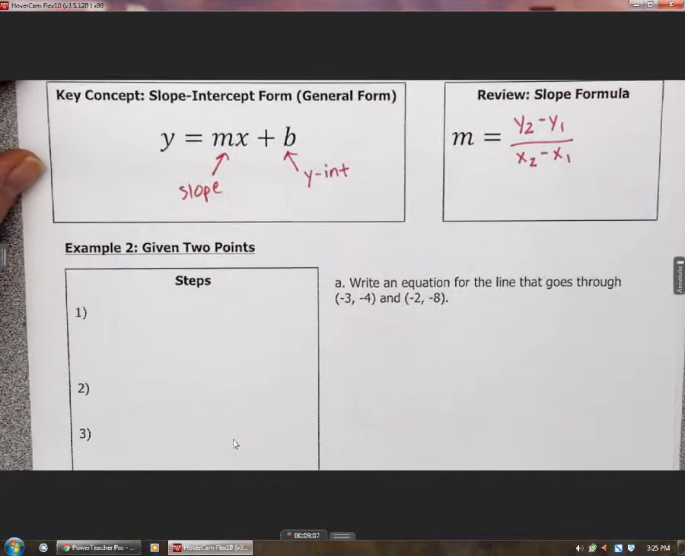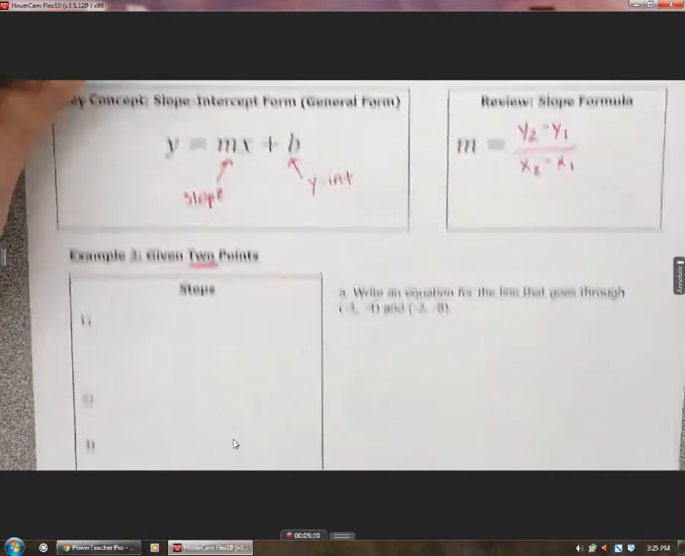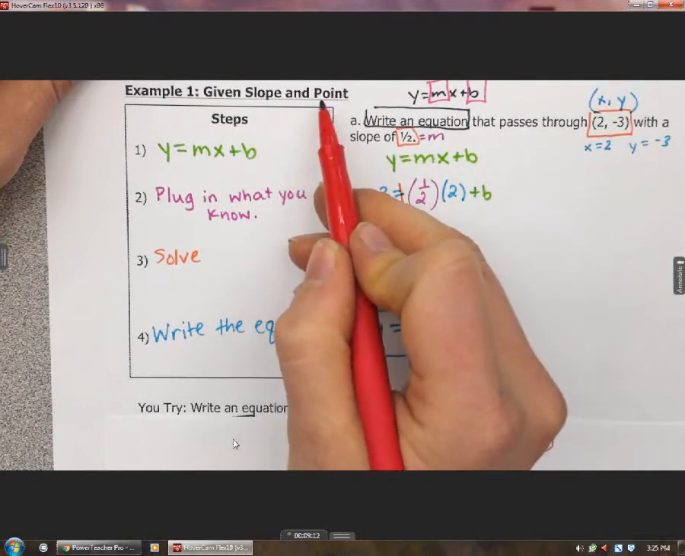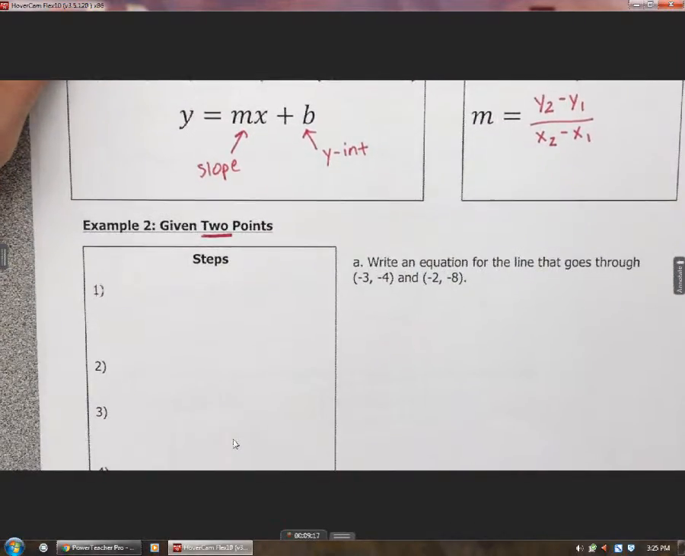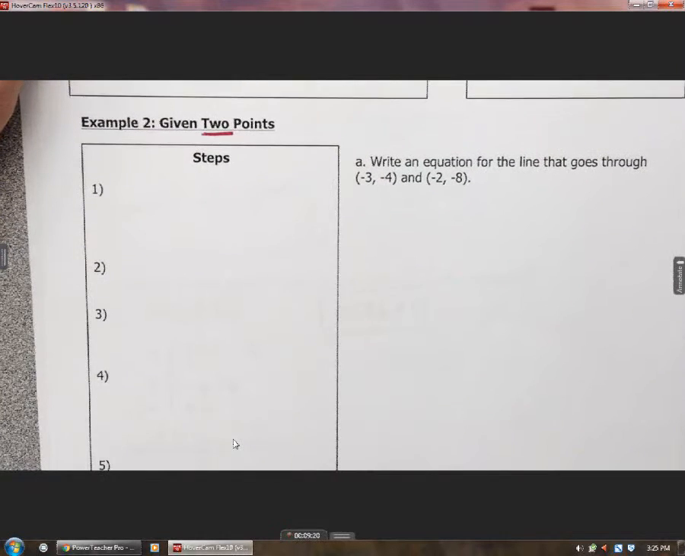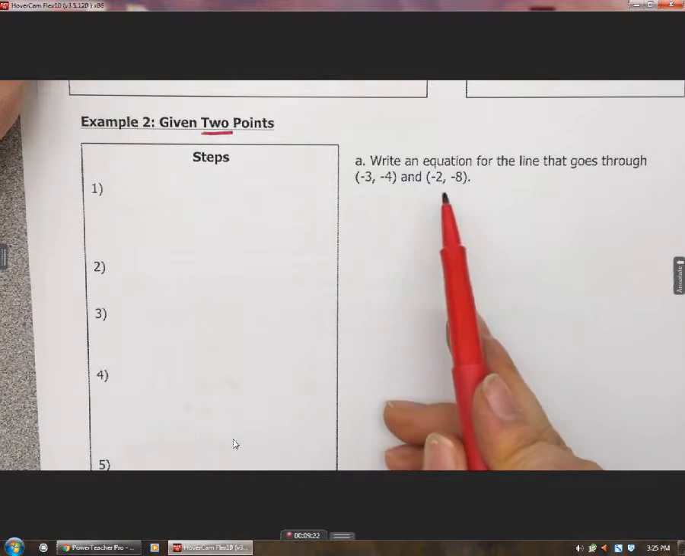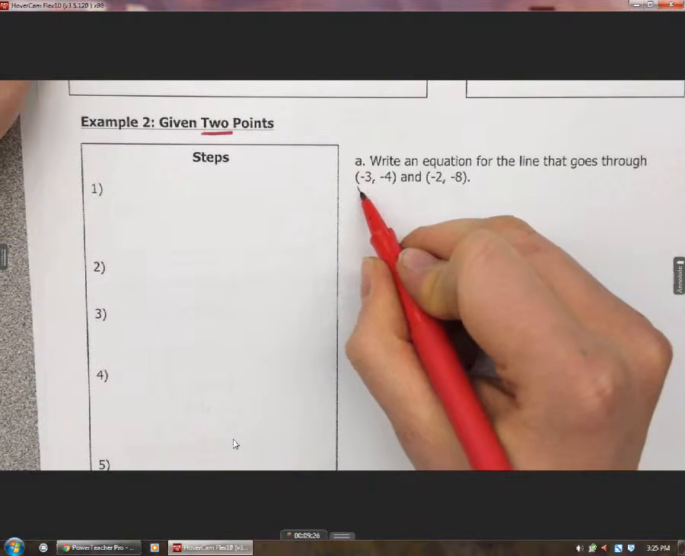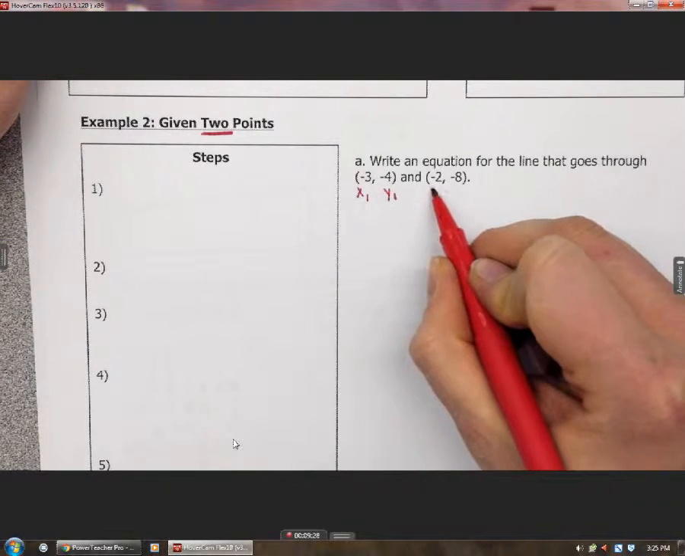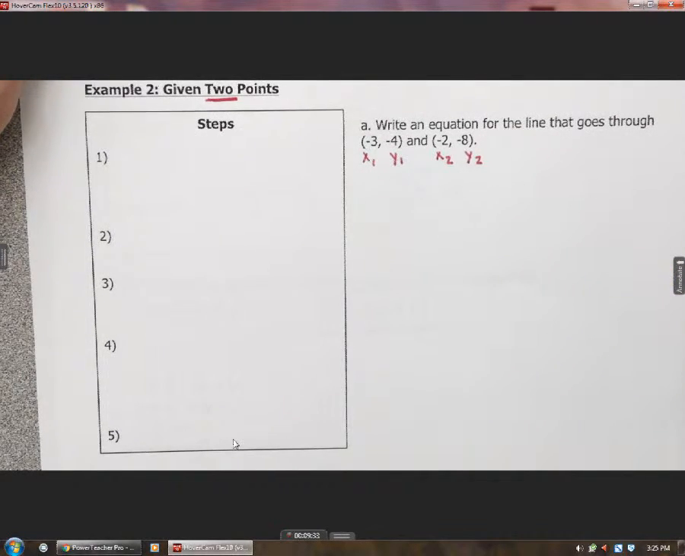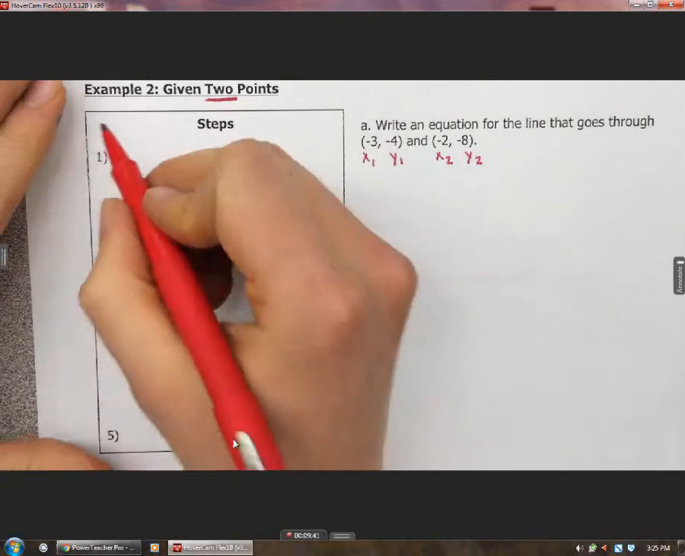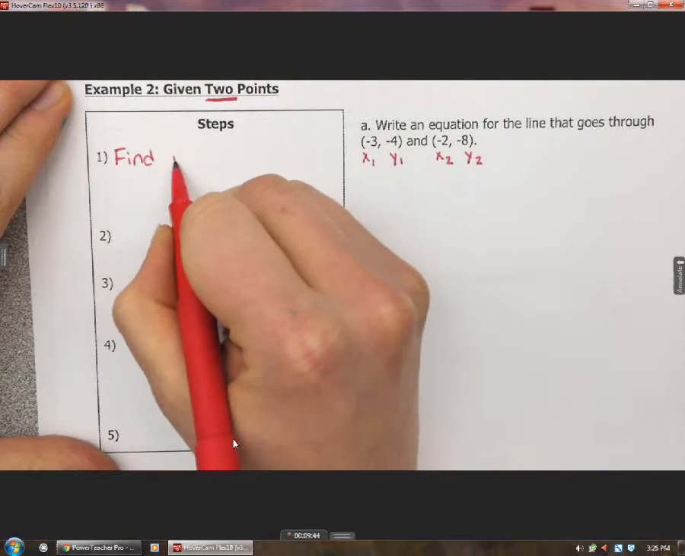So here's your steps this time, but the difference is this is for 2 points. Last time, it was for slope and a point. They are different problems, similar ideas. They give you 2 points. And guess what? This is going to be like x1, y1, x2, y2. This is the same concept. There's just one extra step. And as I already mentioned, the first step here is to find m.